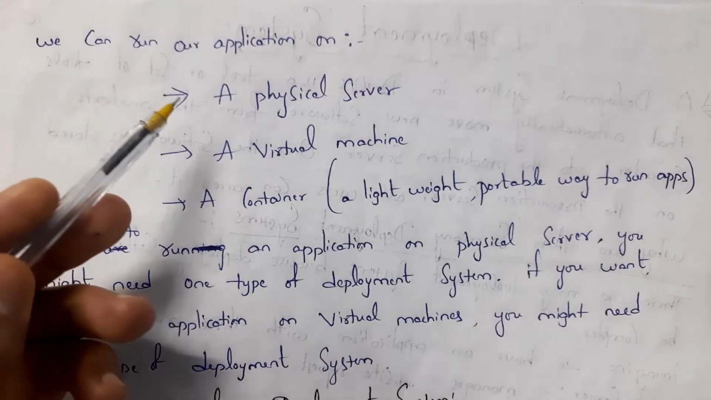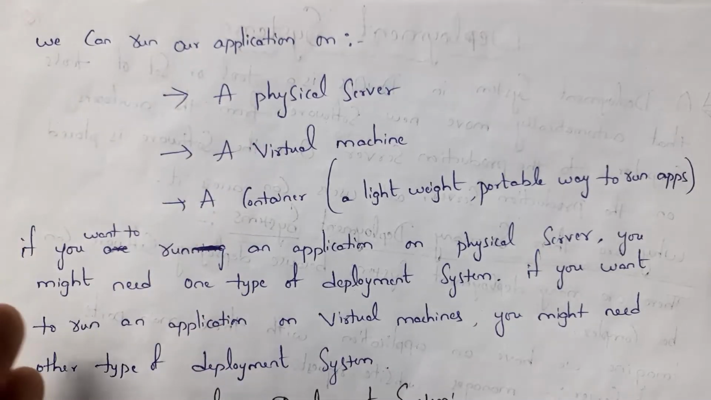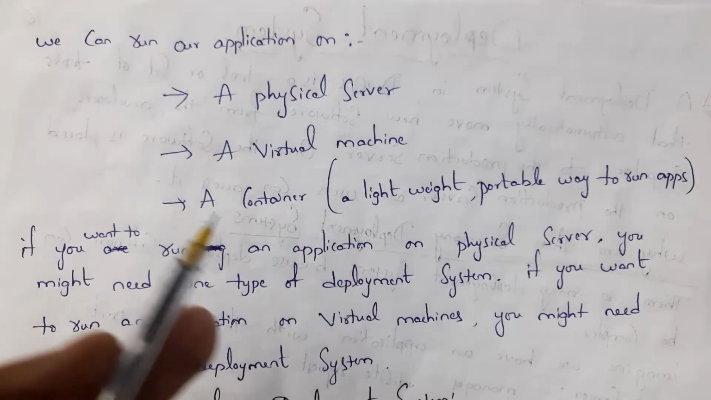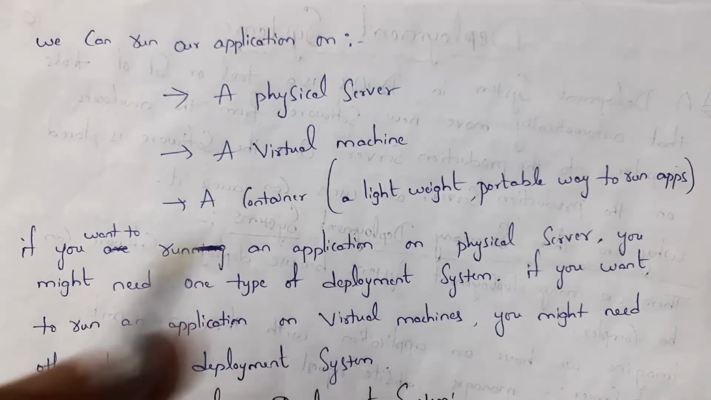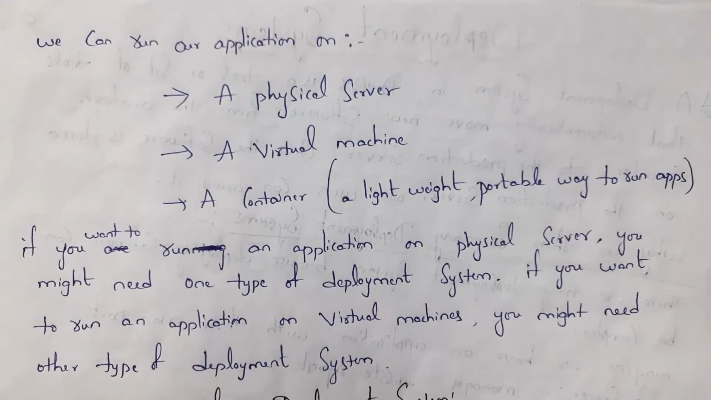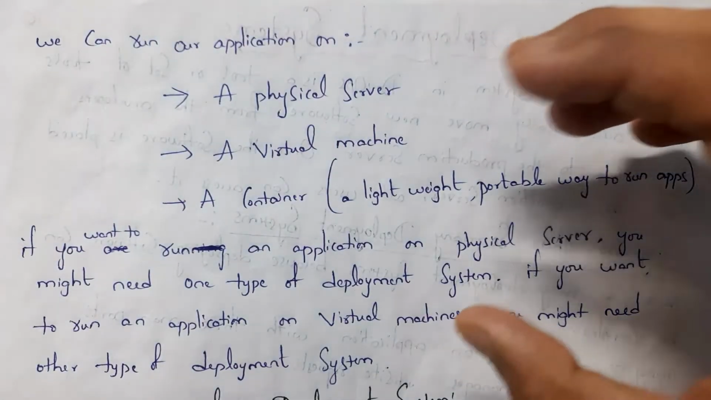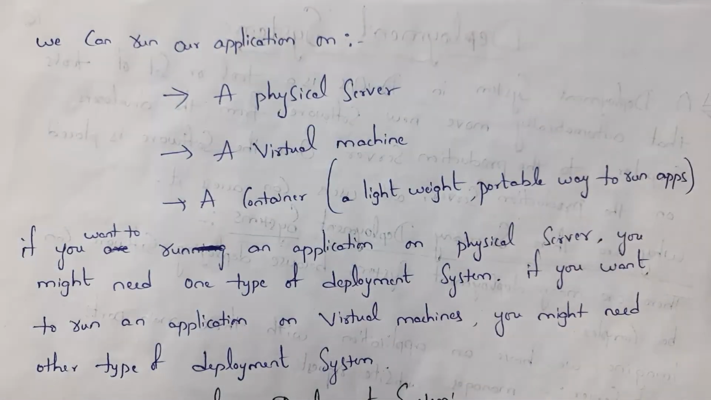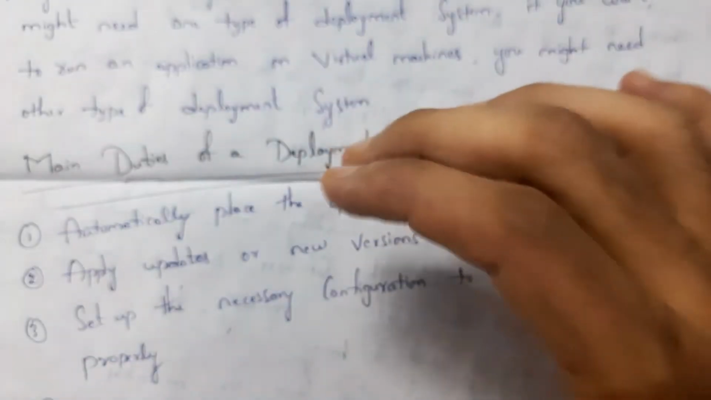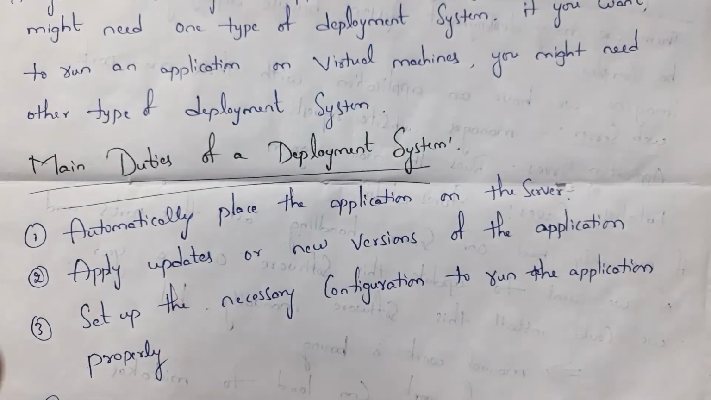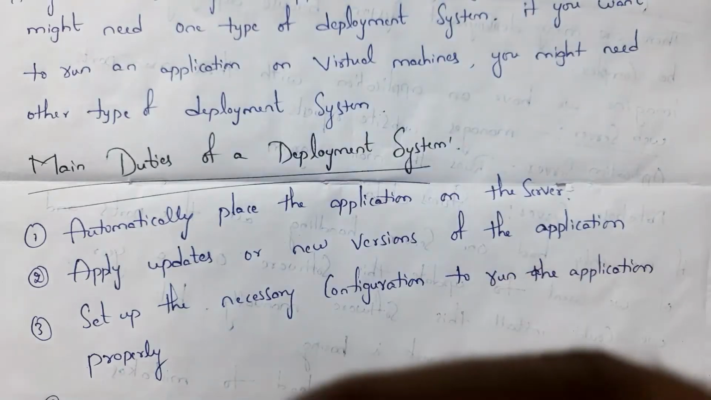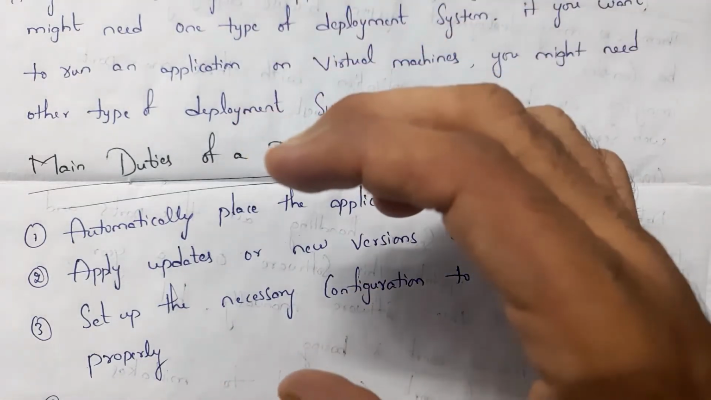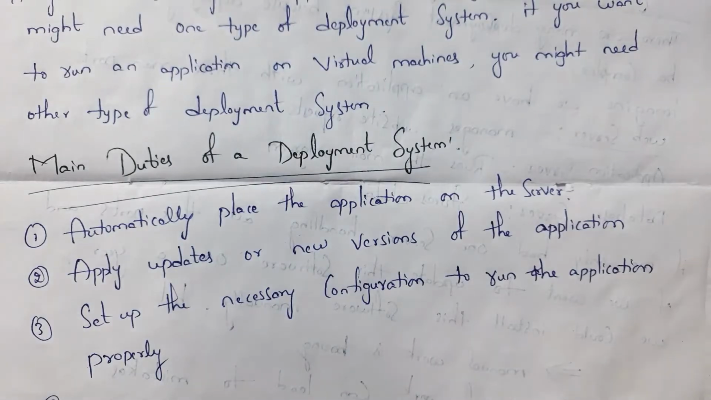If you want to run your application on physical server, then you need to use one type of deployment system software. And if you want to run your application on virtual machine, then you need to use another type of deployment system software. So based on servers, you need to choose deployment system softwares. Guys, deployment system will perform the following duties. The first one is, deployment system will place our application automatically on server, and it can automatically update our software, and it can automatically configure our server in order to run our application. These are three important duties that deployment system will follow.